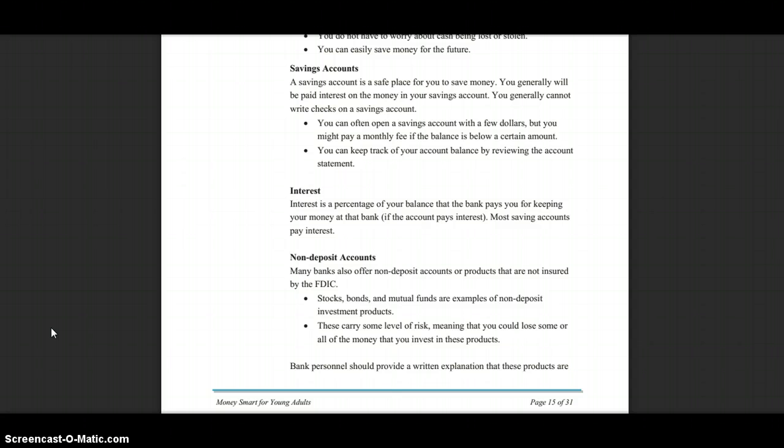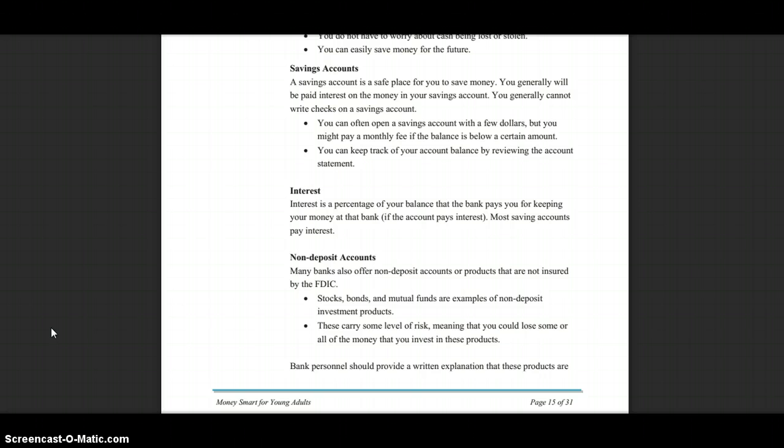Savings accounts. A savings account is a safe place for you to save money. You generally will be paid interest on the money in your savings account. You generally cannot write checks on a savings account. You can often open a savings account with a few dollars, but you might pay a monthly fee if the balance is below a certain amount. You can keep track of your account balance by reviewing the account statement. Interest. Interest is a percentage of your balance that the bank pays you for keeping your money at that bank, if the account pays interest. Most savings accounts pay interest.